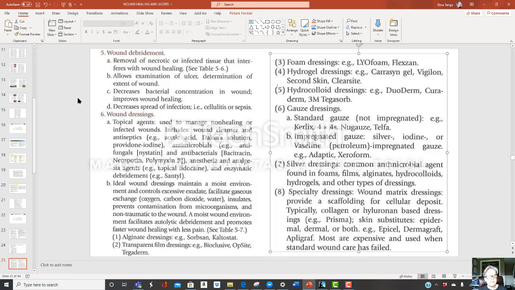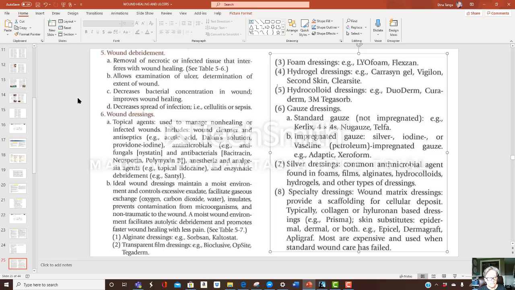Ideal wound dressings maintain a moist environment and control excessive exudate, facilitate gaseous exchange, oxygen, carbon dioxide, and water, insulate, prevent contamination from microorganisms, and are non-traumatic to the wound. A moist wound environment facilitates autolytic debridement and promotes faster wound healing with less pain. See Table 5.7.